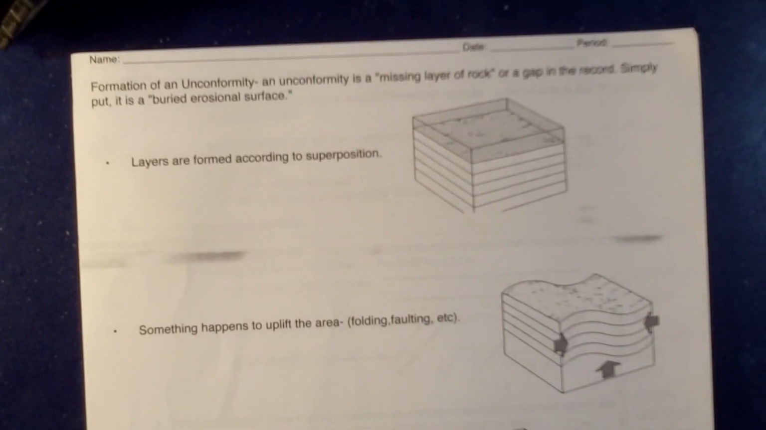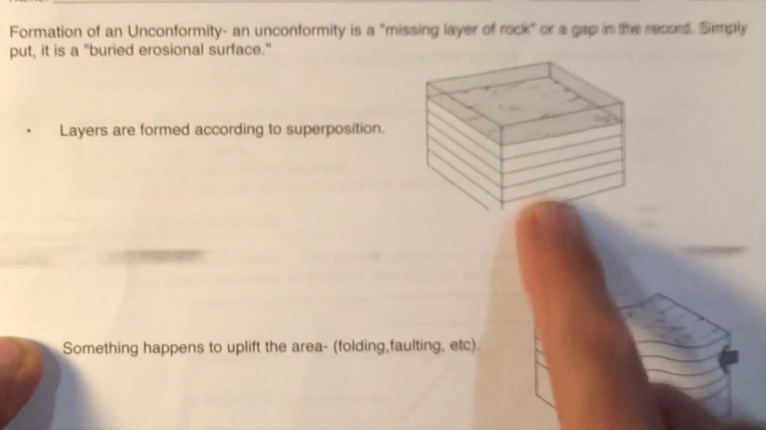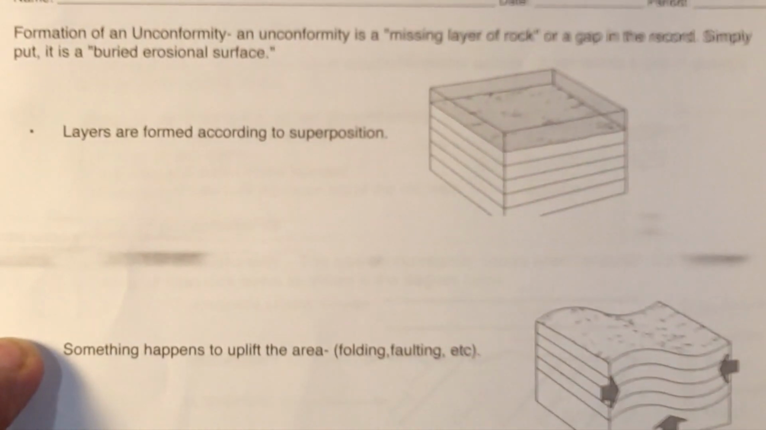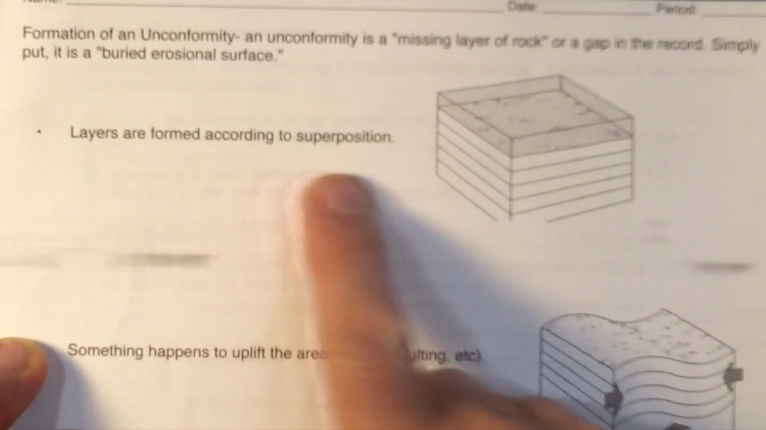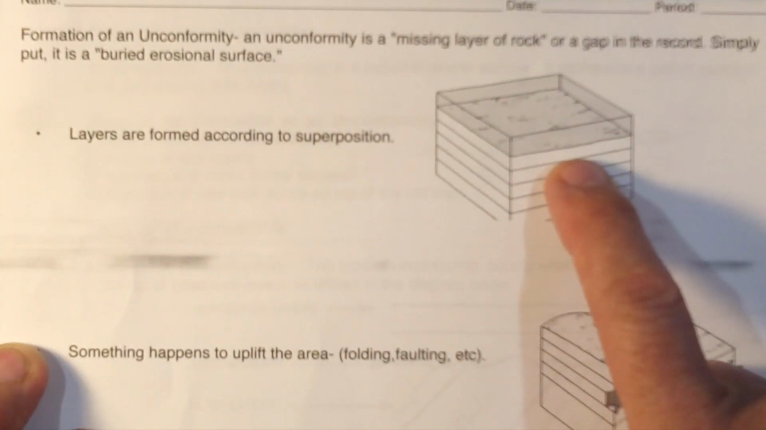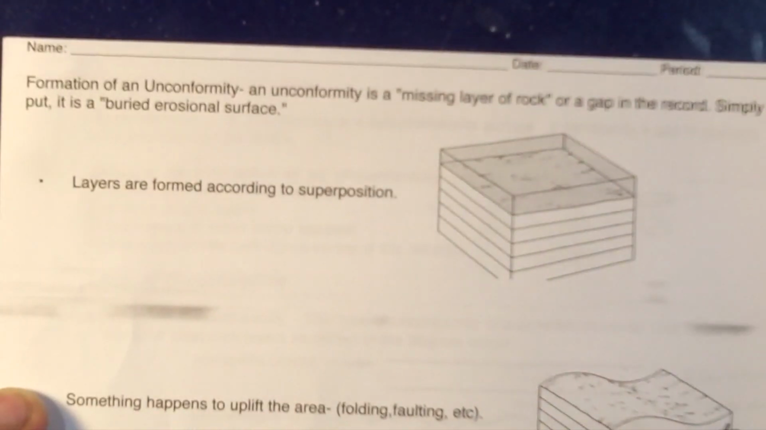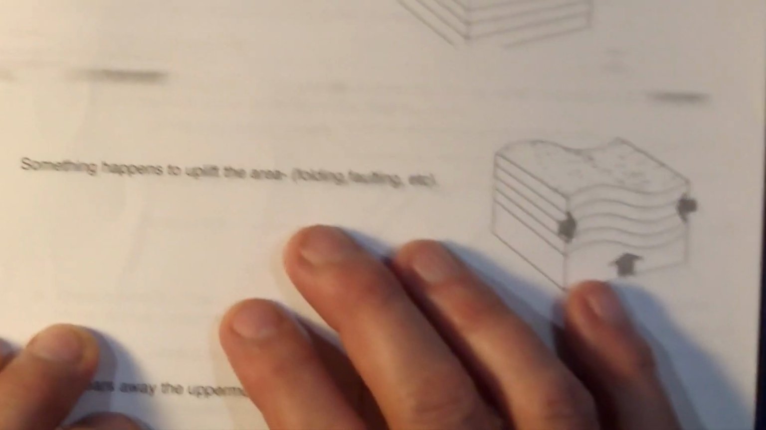All right, one of the papers I asked you to take a look at is called Formation of an Unconformity. In this we have the pictures of a series of rock layers, and we're just using the law of superposition. The oldest would be at the bottom, the youngest would be at the top, and this would form underneath the water. Deposition happens.